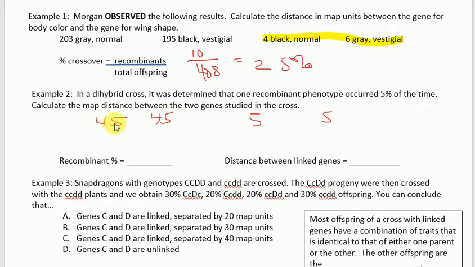Okay, so phenotype 1, 45, phenotype 2, 45, recombinant 1, 5, recombinant 2, 5. So our recombinant percent is going to be 10. So our distance between the linked genes is going to be 10 map units. So the reason why we do that, if you look up above at this first example, these are very similar in numbers. So since we only have this 5%, we are going to make some assumptions.